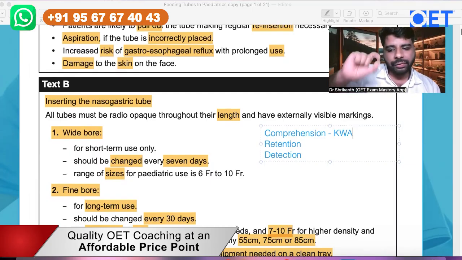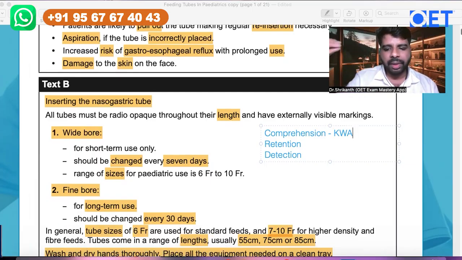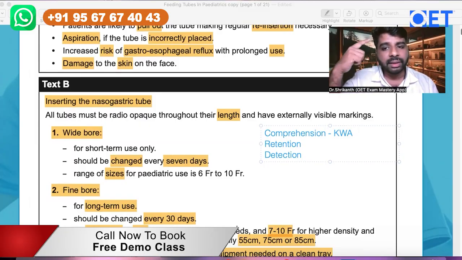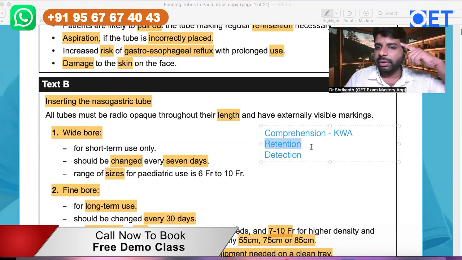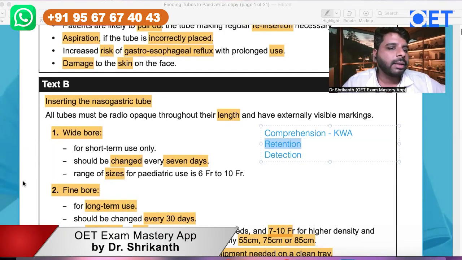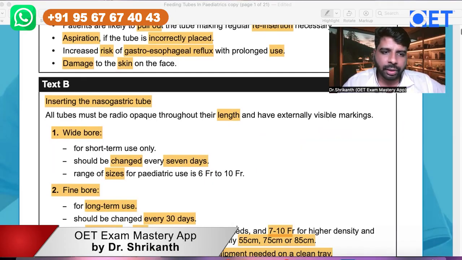So if it is not straight, unwrapping it, what must the medical staff do? That you must register into your memory. That is what we call retention. And from your memory, you should come and detect the answer. Comprehension, retention, detection. So don't forget the answer. Don't forget the question.